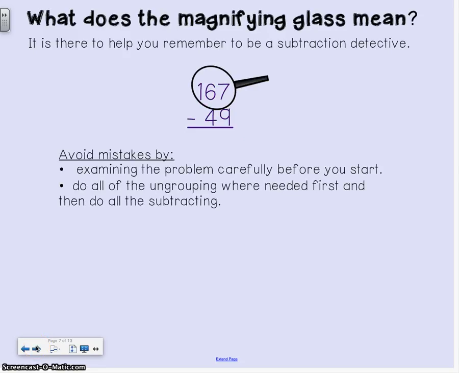All right, third graders, let's take a look at this magnifying glass. It is right on top of that 167, the bigger number. Okay? It's there to remind us to be a subtraction detective. As we work, we need to avoid mistakes by examining the problem carefully before you start. Do all of the ungrouping where needed first, and then do all the subtracting.